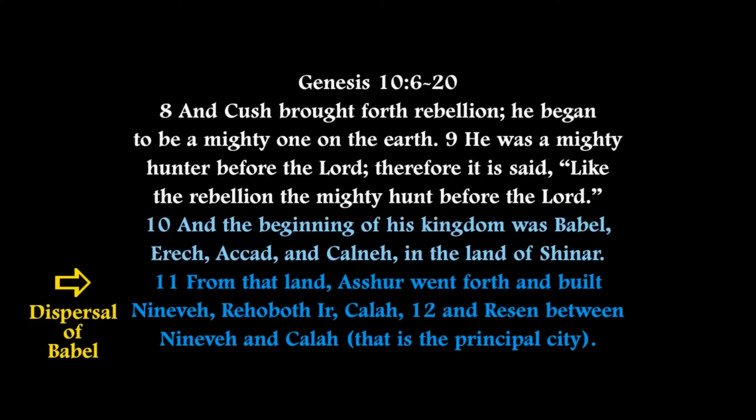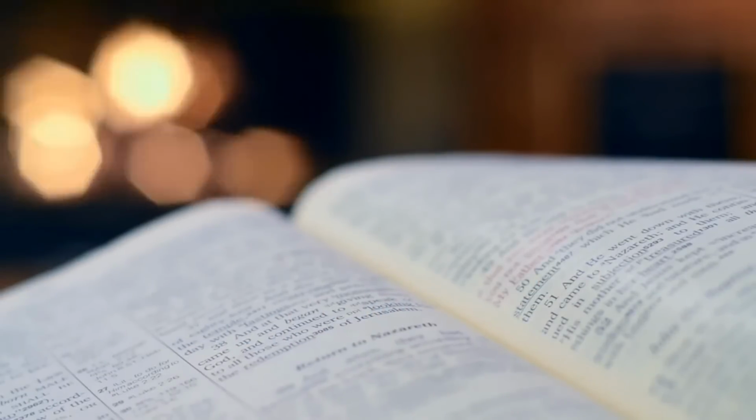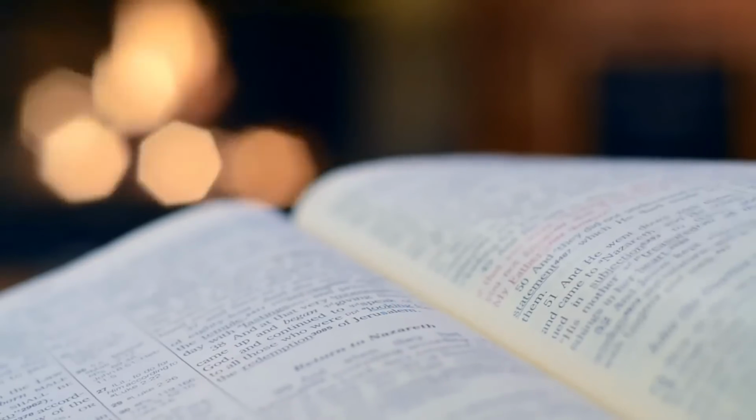Cush is Nimrod. His kingdom was Babel. God broke up the building of the city. Then Asher left and built up the cities of Assyria with the rest of Shem's family who remained living in the area of Mesopotamia. But why would it be written in this way? Why would Asher's story be written right after the story of Nimrod?